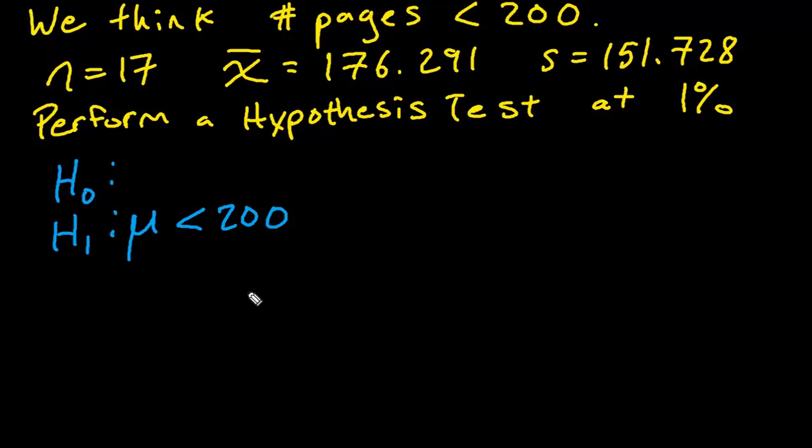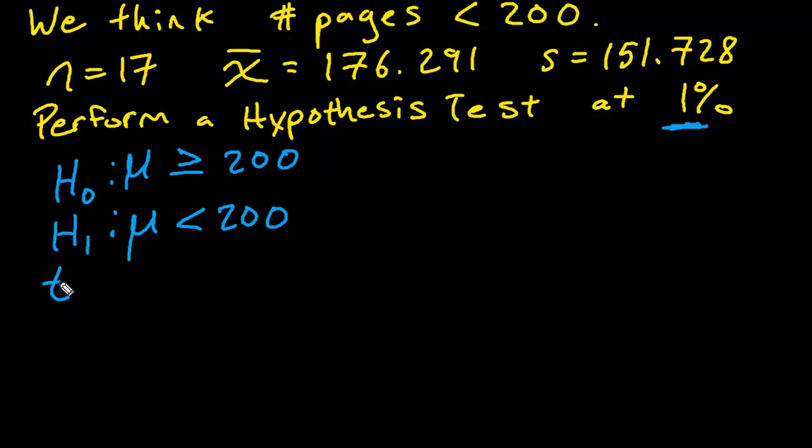Now that we've got that alternative hypothesis, we just need to make the null hypothesis the opposite. So if our alternative is mu less than 200, our null has to be mu greater than or equal to 200. Then we would need to specify our alpha, our significance level. That's been done for us up here. We're doing it at the 1% significance level.